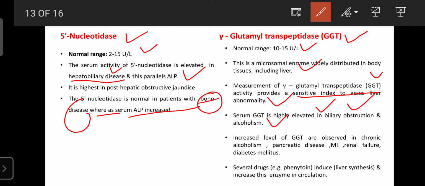And also, the GGT level increases in chronic alcoholism, pancreatic disease, myocardial infarction, renal failure, and diabetes mellitus. Also in the use of certain drugs like phenytoin, this enzyme level is increased. That's why this enzyme is targeted to identify phenytoin intoxication. Phenytoin is the first line drug commonly used for the treatment of febrile seizures or epilepsy.